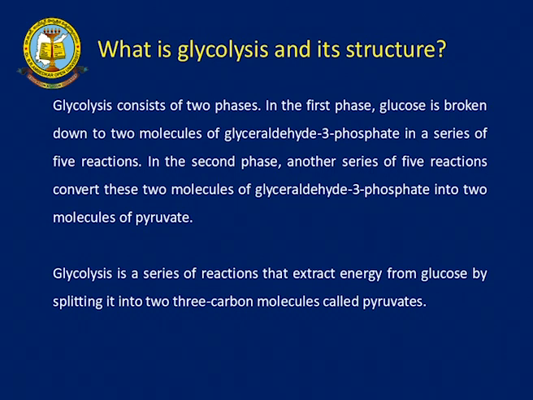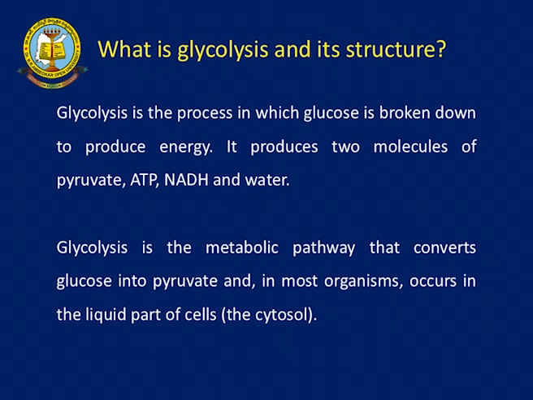So, glycolysis is a series of reactions extracting energy from glucose by splitting it into 3 carbon molecules of pyruvate. The first molecule in glycolysis is glucose, a 6 carbon molecule. The end product is pyruvate, a 3 carbon molecule. The glycolysis process is the breakdown of glucose to produce energy. It produces 2 molecules of pyruvate, ATP, NADH and water as end products. Glycolysis is a metabolic pathway converting glucose into pyruvate, and in most organisms it occurs in the liquid part of the cell, the cytosol region only.